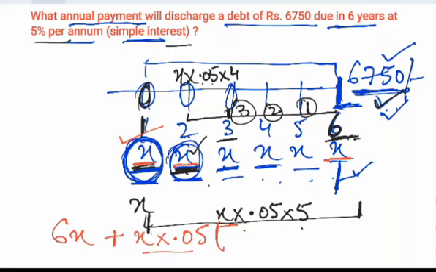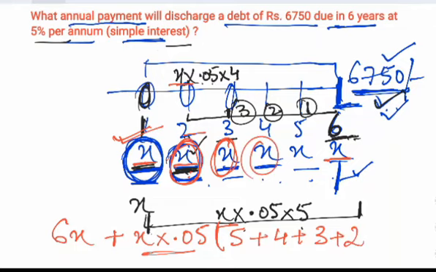We'll take this X into 0.05 as common, because for each payment the X into 0.05 is common, and for this the time period is 5 years, and for this amount which is paid at the end of second year, the time period would be 4. For this the time period would be 3. For this the time period would be 2. For this the time period would be 1, and for this 0, so you won't add this. So this is the sum we have paid.